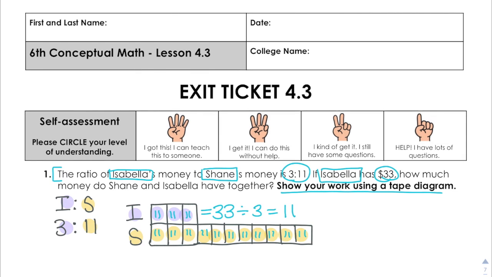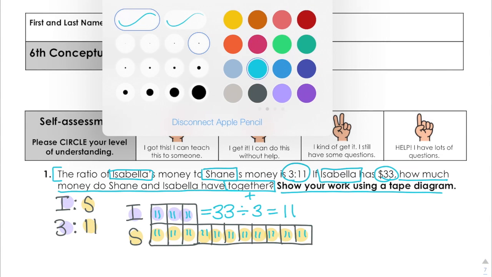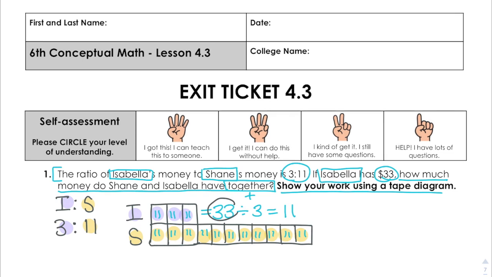Okay, now going back to the question again, it says, how much money do Shane and Isabella have together? Together is telling me that I'm going to have to add the total number of dollars that Isabella has to the total number of dollars that Shane has. So let's go ahead and calculate that. We already know how much Isabella has. She has $33. But we have to calculate how much Shane has. So we have a tape diagram for Shane with 11 boxes, and we know that because of the ratio here. If 11 boxes are there with $11 in each of them, we have to multiply 11 times 11. 11 times 11 is 121.